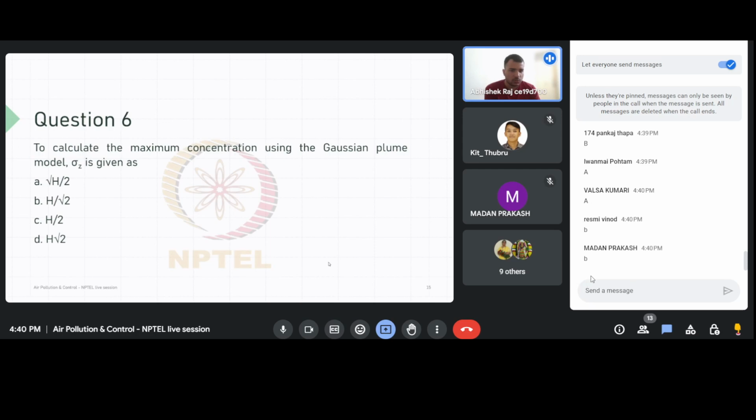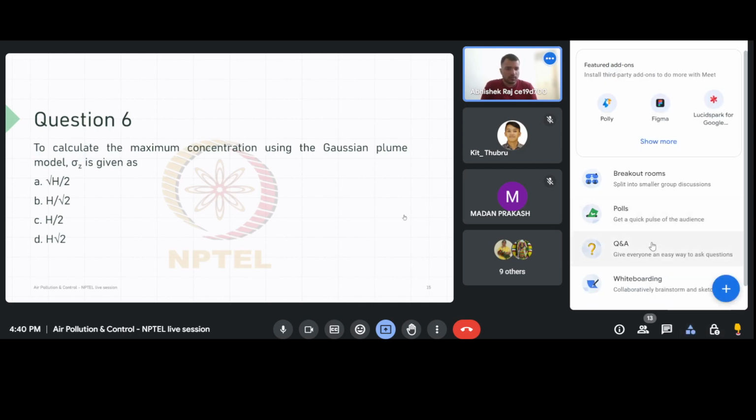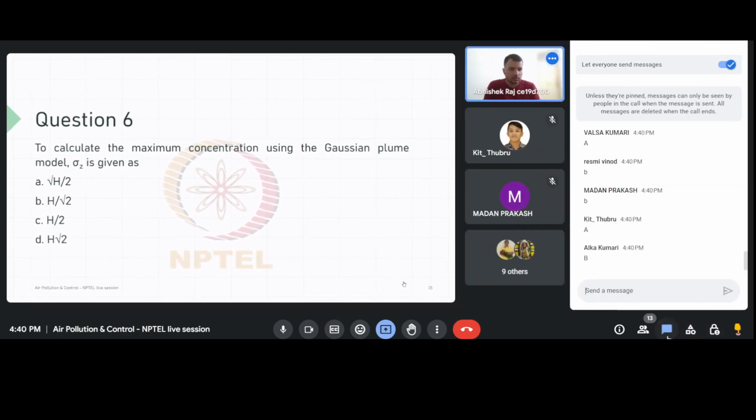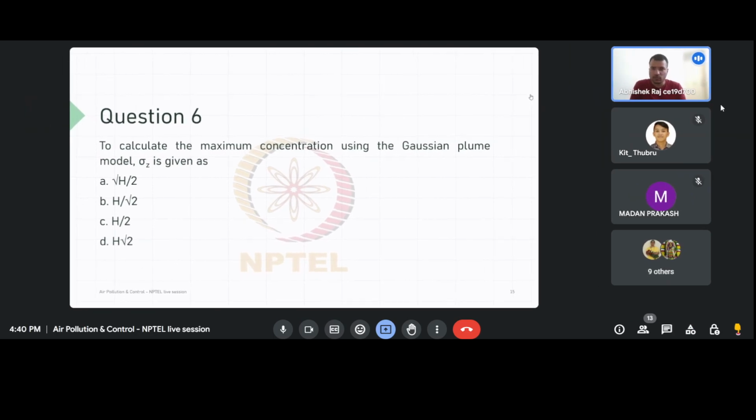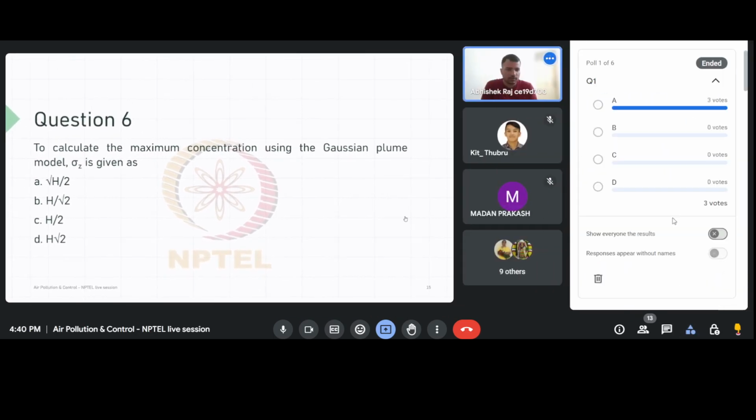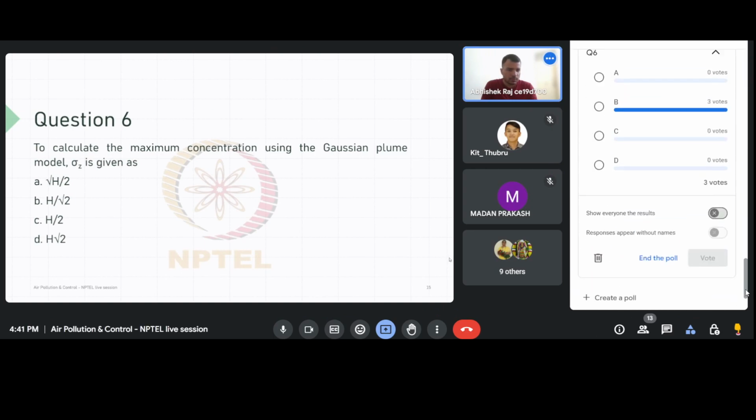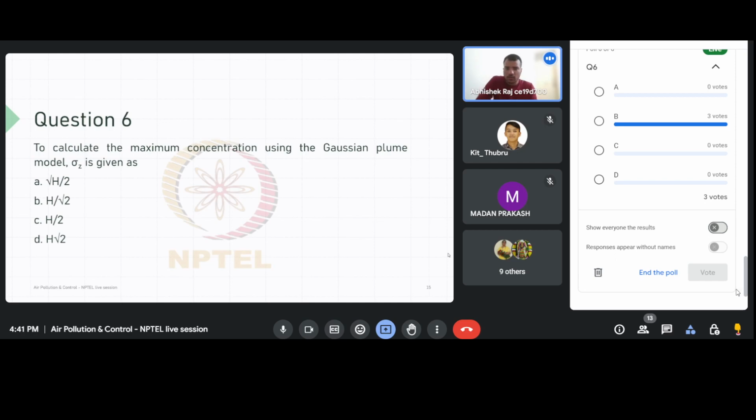Most people are saying option. Okay, some people are saying A, some are saying B also. Okay. So mostly people are saying B. What about the polls? Okay, everyone is saying B. Okay, we'll see the answer.